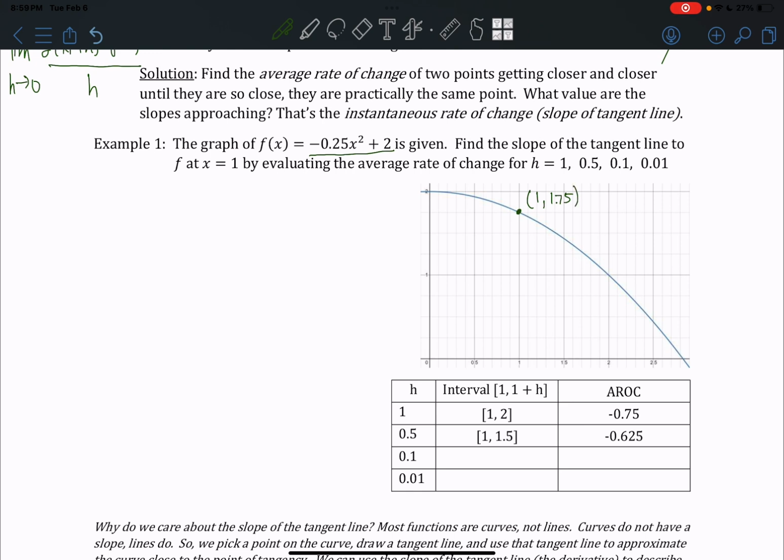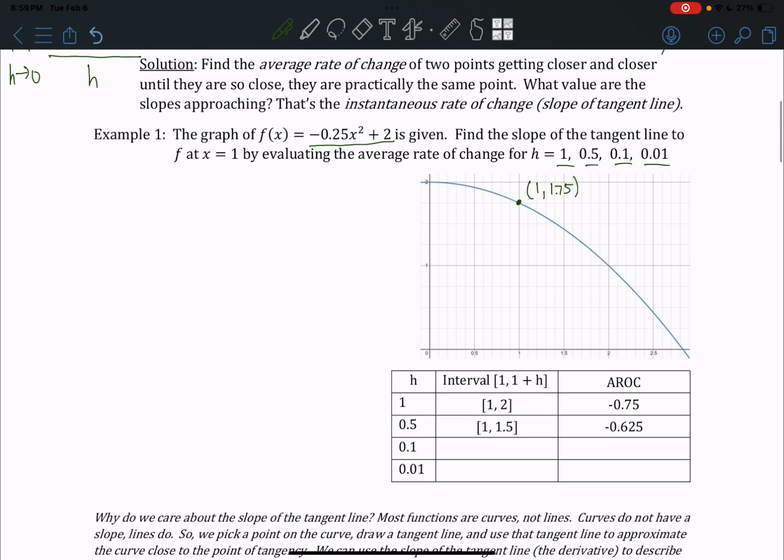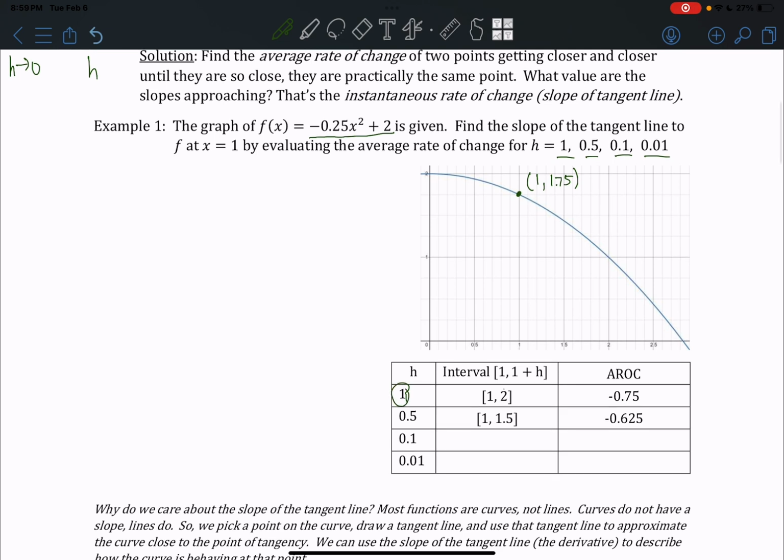Now the way this works, we're given 4 values of h, but these h just means the distance that the second point is supposed to be from the first x. So here, the very first one, when h is equal to 1, the second value is 2. It's simply 1 plus h. The formula is given to you here. And all you have to do is plug into the formula.